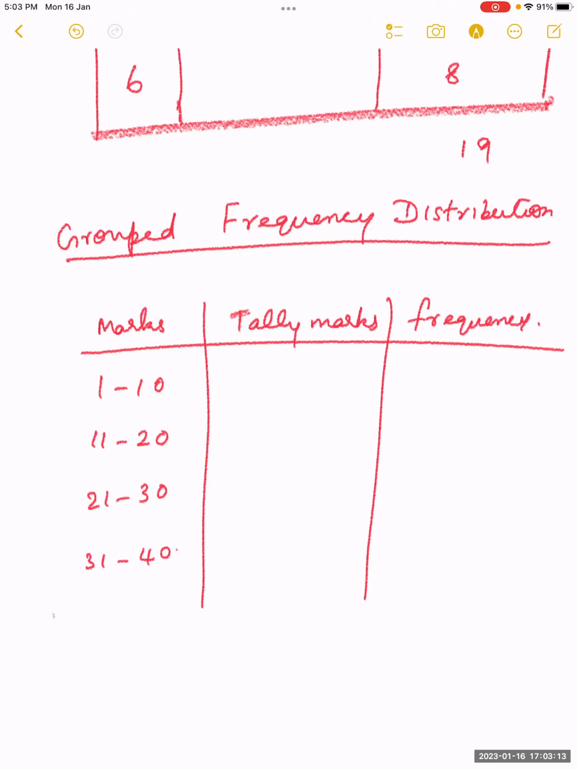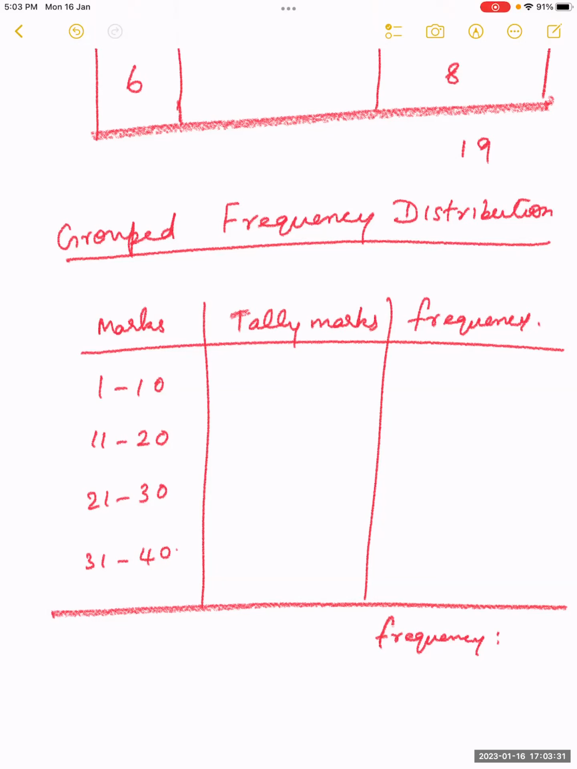Got it? After calculating all that, add up the frequencies and see whether you are getting 32 here. If not, go and check again.